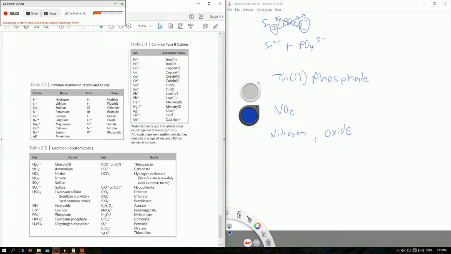So then we have another convention, where we have to put a prefix, I forget what to call it. So nitrogen dioxide is what this compound is. So you notice you don't have to do that for this one, tin 2-phosphate.